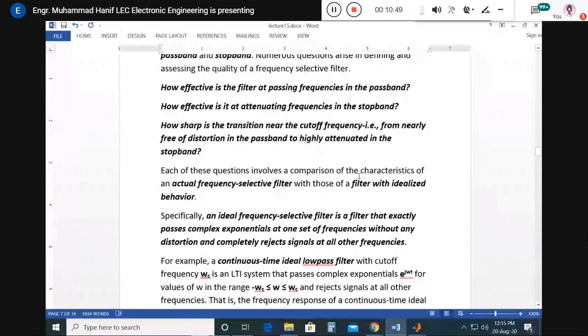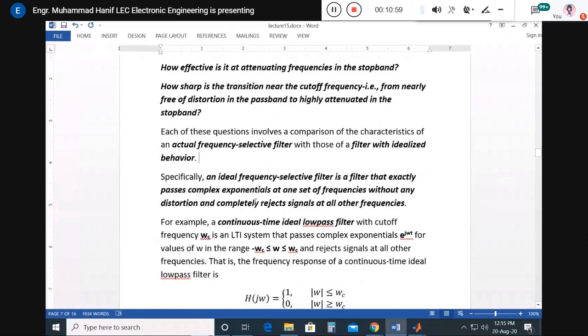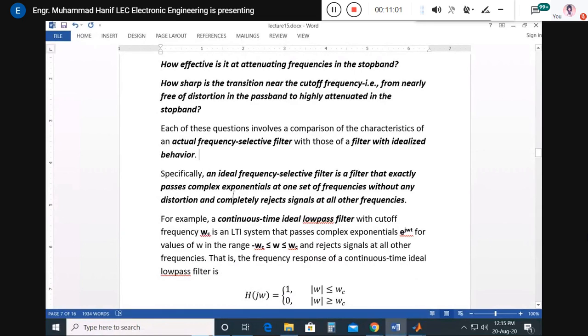So each of these questions involves a comparison of the characteristics of an actual frequency selective filter with those of a filter with idealized behavior. So here first we consider ideal filters. So specifically an ideal frequency selective filter is a filter that exactly passes complex exponentials at one set of frequencies without any distortion and completely rejects signals at all other frequencies.